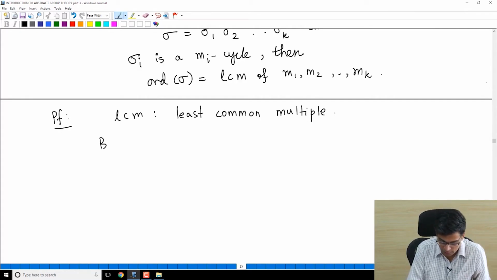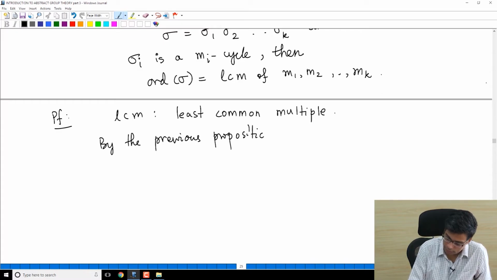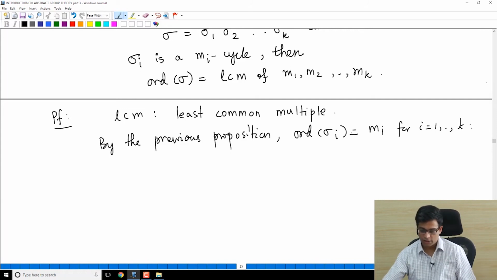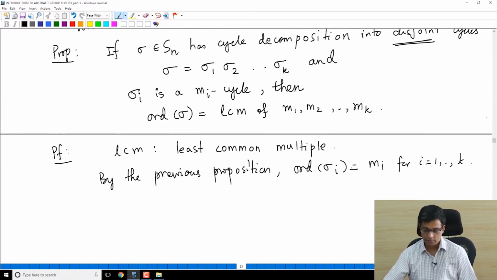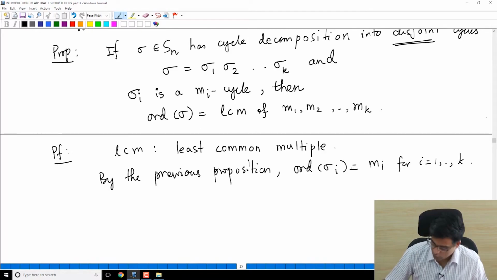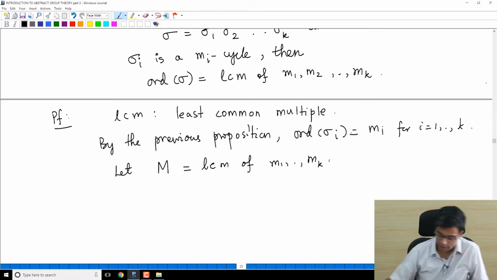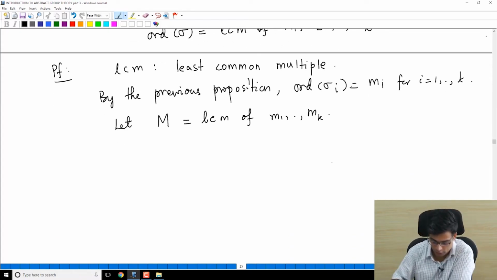Okay, so by the previous proposition, let's quickly prove this. By the previous proposition, the order of sigma i is mi. So let's keep this in mind for i from 1 to k. The order of sigma i is mi, because sigma i is an mi cycle. So it has order mi. So let capital M be the LCM of m1 through mk.